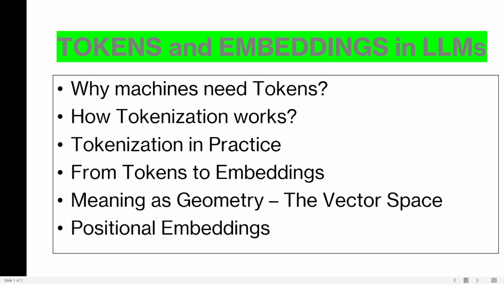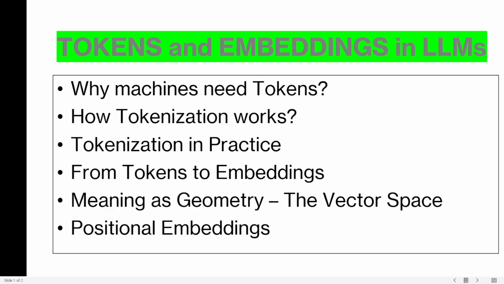Step 4, transformer layers. These combined embeddings flow through the stack of transformer layers. At each layer, the attention mechanism lets tokens exchange information, and the representations are refined. This is where contextual understanding happens. Each token's representation is updated based on all the others.